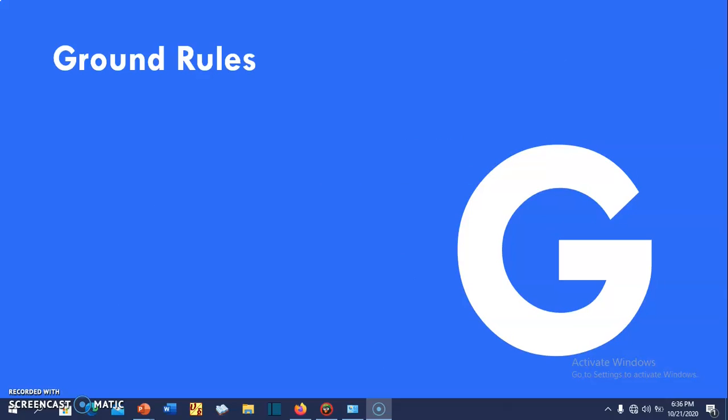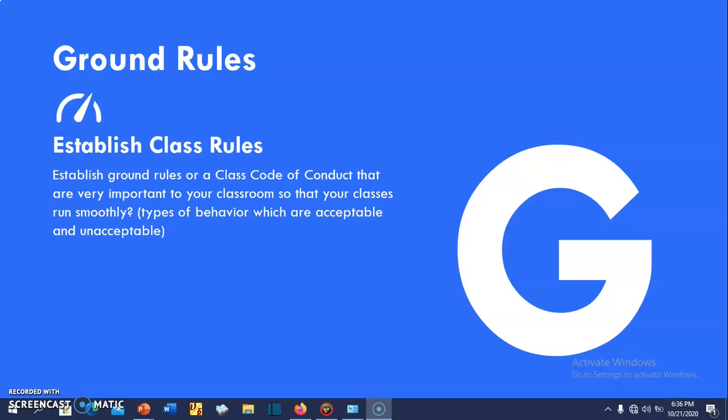Finally, we come to ground rules. Any teacher must have ground rules in his or her classroom. So you need to establish ground rules or a code of conduct that are very important to your classroom so that your class runs smoothly. So you include the types of behavior which are acceptable and unacceptable in your ground rules.